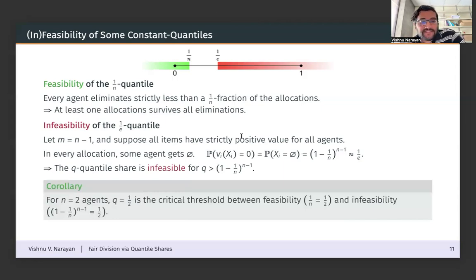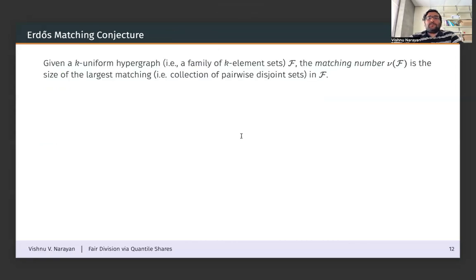This immediately gives us this corollary. We've already solved this problem for 2 agents. So q equal to 1/2 is a critical threshold between feasibility, because 1 over n is 1/2, and infeasibility, because (1 minus 1 over n) to the n minus 1 is also 1/2. But of course, this problem is harder for larger n. And in order to make some progress, we're going to need the Erdős matching conjecture.